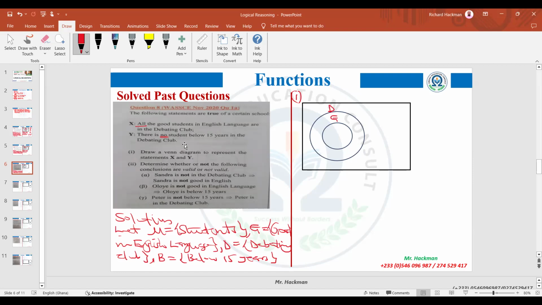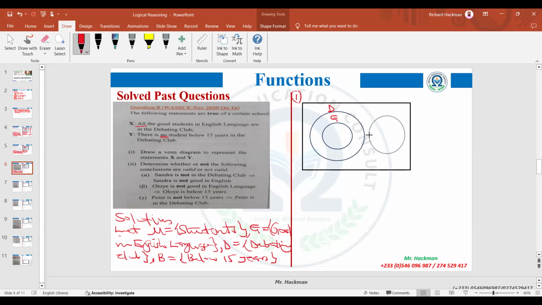The second one, we are looking at students below 15 years. But we are told that there is no student below 15 years who is in the debating club. So below 15 years students and debating club students have nothing in common. So these two sets shouldn't touch. They are disjoint sets. Is my point well made? Yes, please. So on that note, I am going to do that. Outside, that set shouldn't touch.